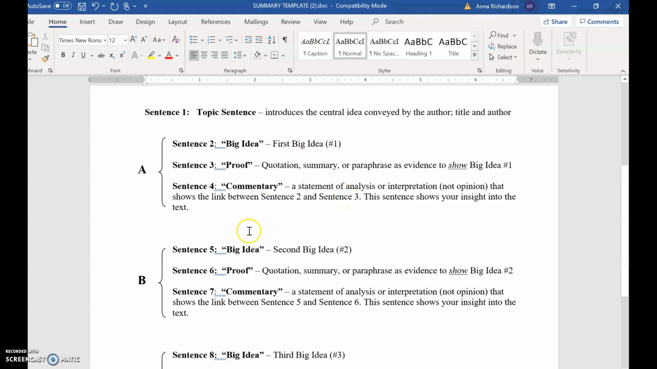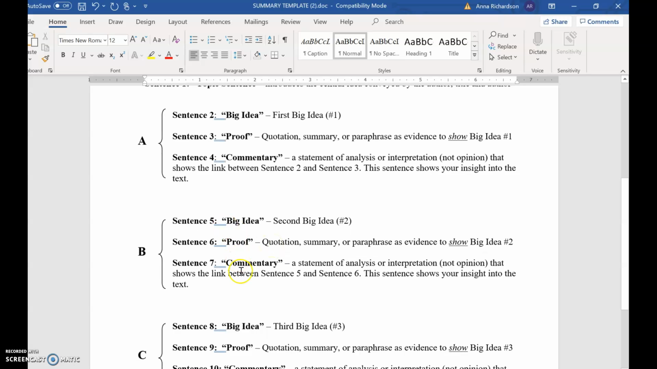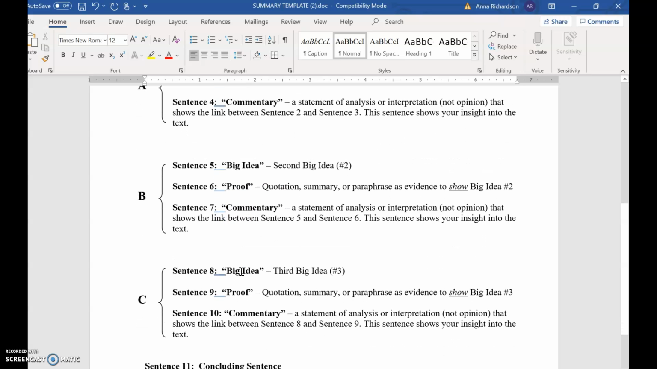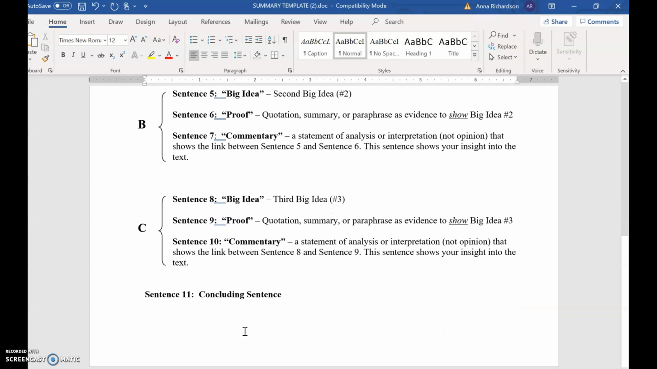I'm going to follow that same pattern for sentences 5, 6, and 7, and again in sentences 8, 9, and 10, the exact same thing. And then I'm going to have my concluding sentence. I gave you a sentence starter last time. It might look something like this. Lusk's main message is, okay? I think the one we use for Walsh is Walsh wants his readers to know, okay? Lusk's main message is, and you're gonna finish that sentence, okay?